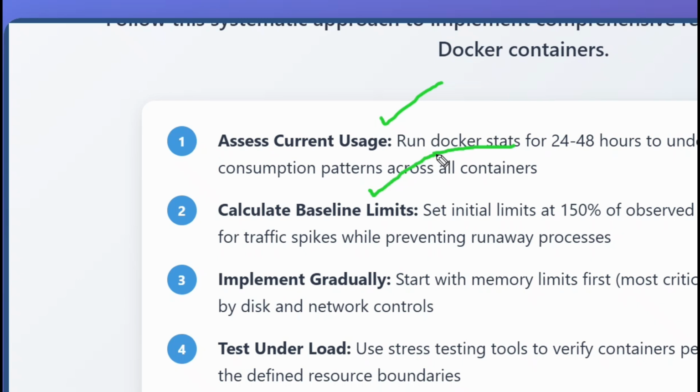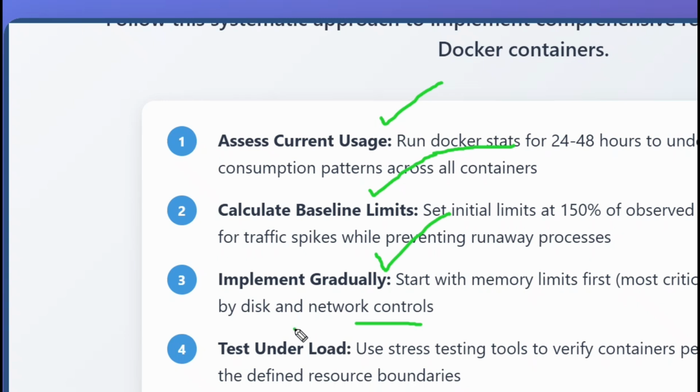The second point was calculate the baseline limits. Once you have the average usage from the first step, you need to set your limits at 150 percent of that average. This gives a container room to handle traffic spikes without letting it run wild. The third point was implement gradually. Start with the memory limits first, which are most critical, then CPU, followed by disk and then network controls. One more important thing: don't try to do everything at once.